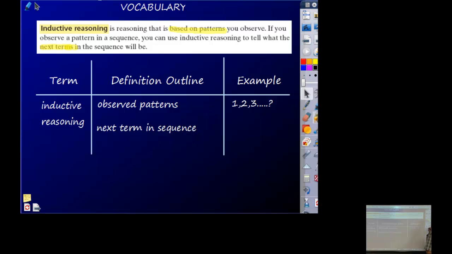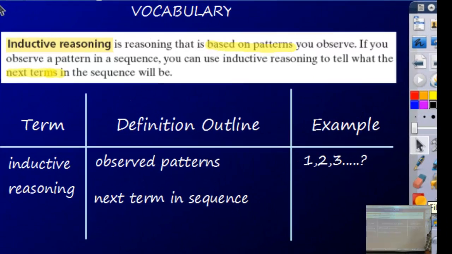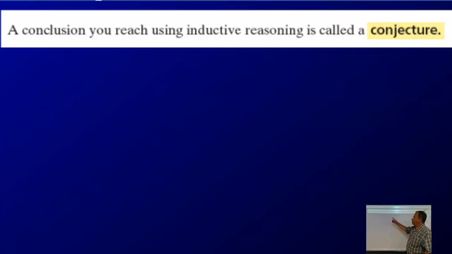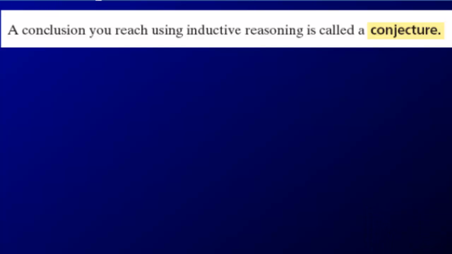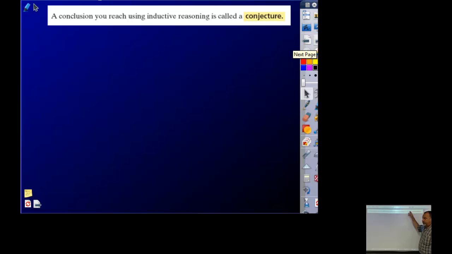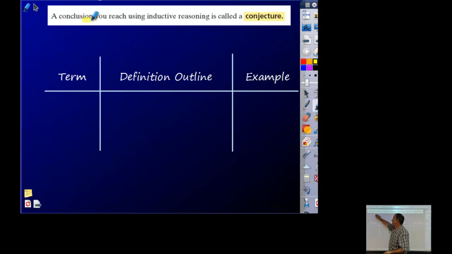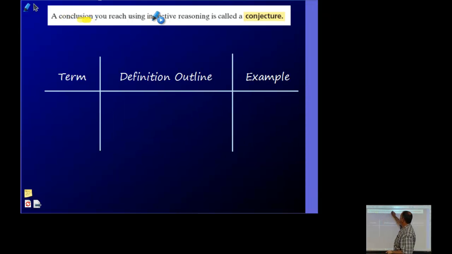Okay, let's look at the next paragraph. A conclusion you reach using inductive reasoning is called a conjecture. So here's another word, and again, as I read this, I don't want to copy this whole thing down because then I'm just going to have to memorize all of that. Just what's the key point? What is a conjecture? It's a conclusion that I get by using inductive reasoning.